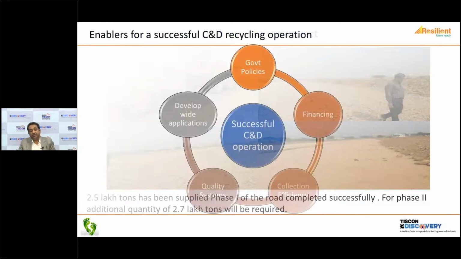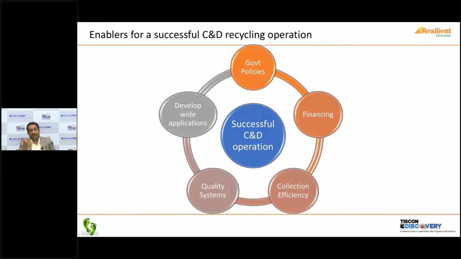Now, what are the enablers to make a good construction demolition recycling operation? We have talked about the problem, we talked about the solution. Now, for this solution to be effective, what do we have to do? There are quite a lot of enabling factors. Government policies, for instance, and financing. Now, we know that investing in construction demolition waste is not a big investment proposal like you do in a business. With the current borrowing rates, it will never be a successful venture. So we need to look at financing.